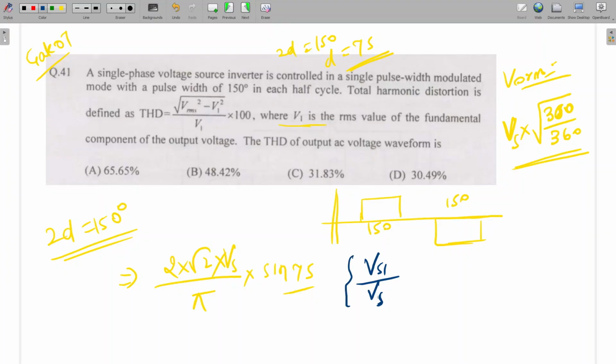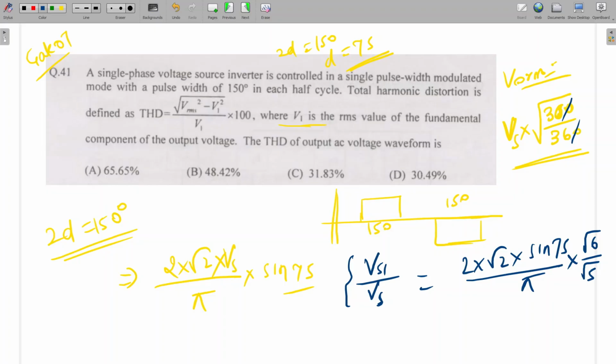IS1 by IS, or VS1 by VS here it will be. So 2 into root 2 into sin 75 divided by pi. VS will cancel, into under root 6 by 5. Is it correct? VS1 by VS. This value is correct. So we'll calculate the distortion factor. Then what will be THD? THD will be 1 by DF whole square minus 1.